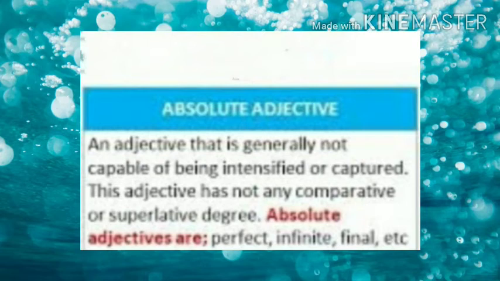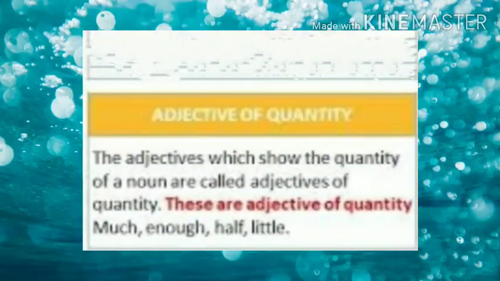And next is the adjective of quantity. Whenever the adjective refers to the quantity of a noun, that is, the quantity has been referred to, then it is called an adjective of quantity. The examples are much, enough, half, little. These words usually refer to adjectives of quantity.